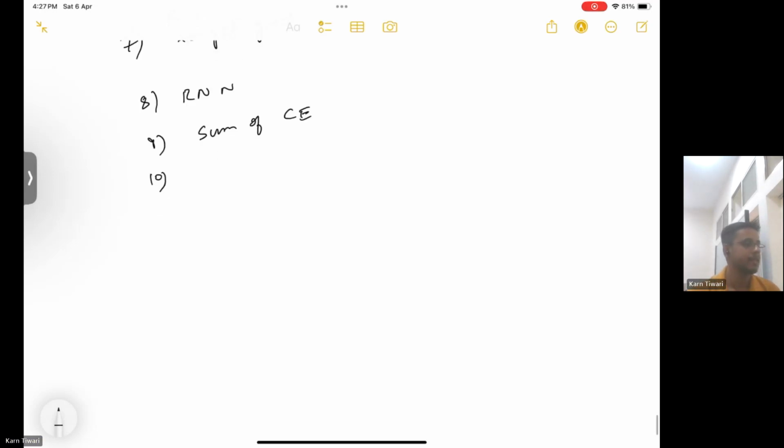Then, select the tasks for which the RNN will work better than other types of networks: video captioning, language translation, image detection, sentiment classification. Video captioning, because the next time step is dependent on the previous time step. So whenever we are doing video captioning, it's true. Language translation is sequence to sequence, from English to Hindi, where one word corresponds to another word. So that's also true.